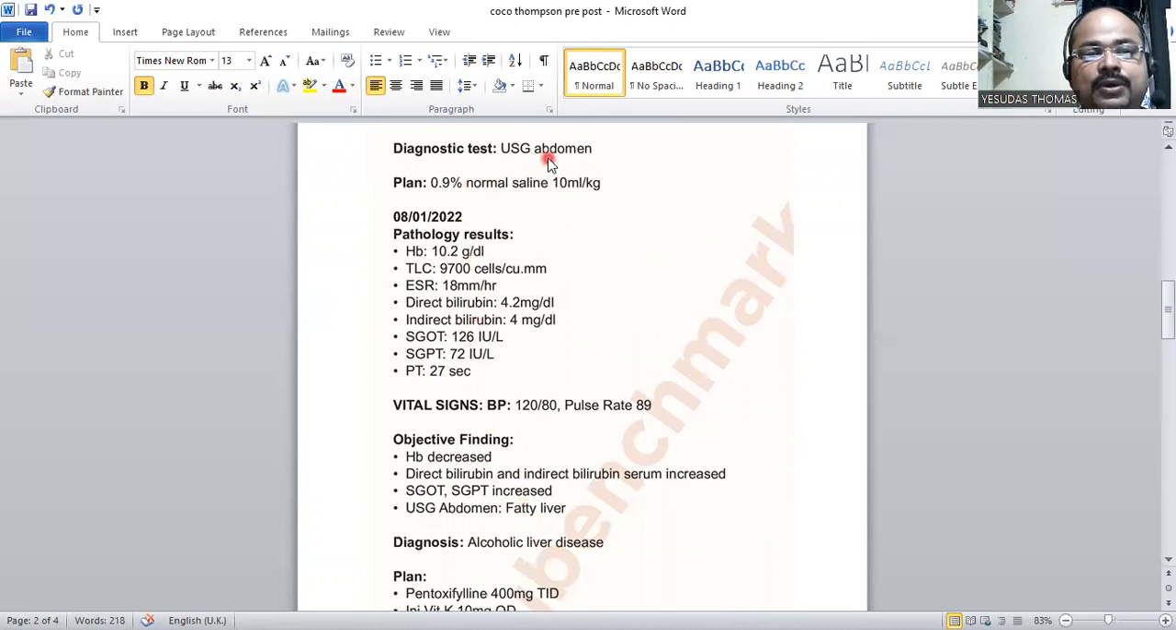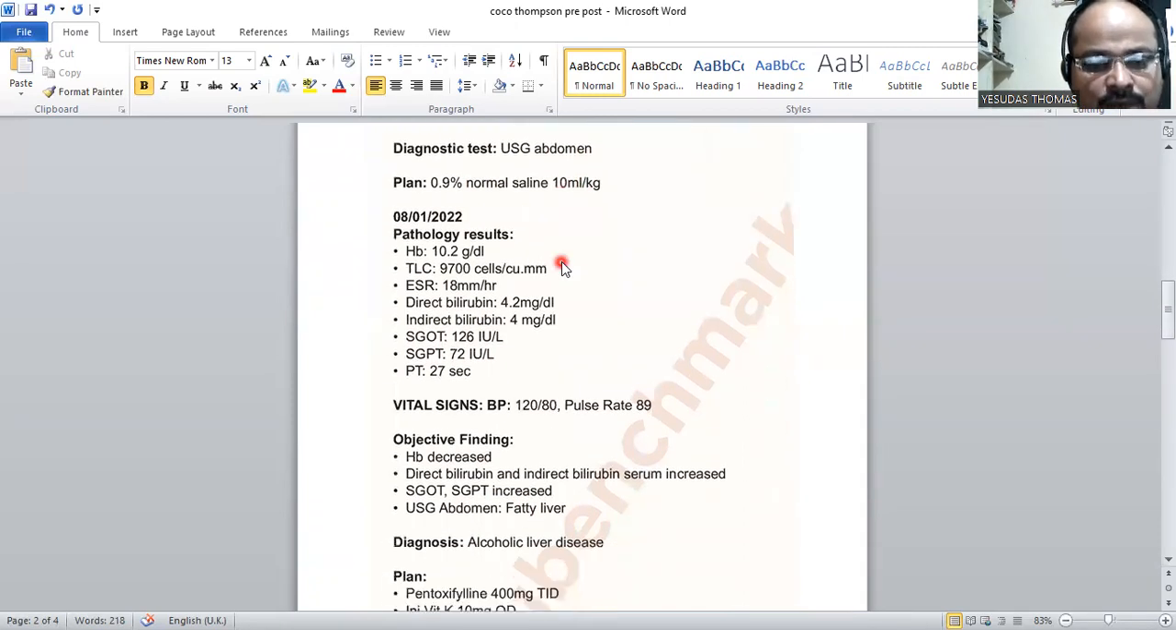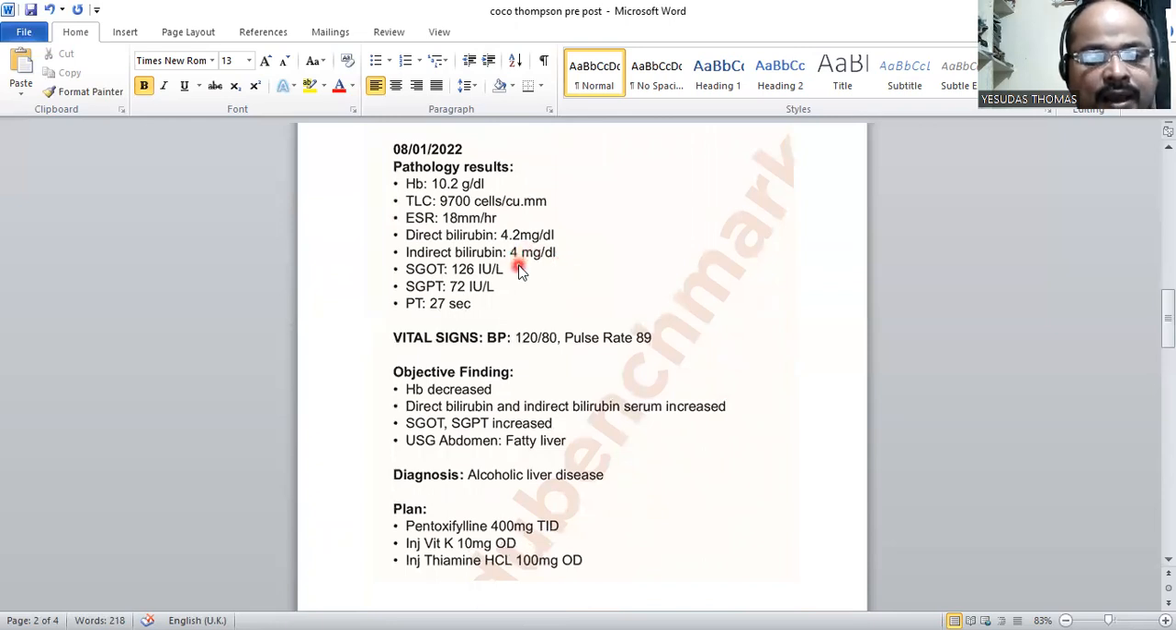We have a USG abdomen, and we have seen that there is fatty liver from the USG abdomen, and the SGOT, SGPT increased, so that confirmed the diagnosis. So we don't have to write all the pathological investigations and results. You just need to see 3 things here: SGOT, SGPT, and the USG abdomen. So this is what we have to see here.